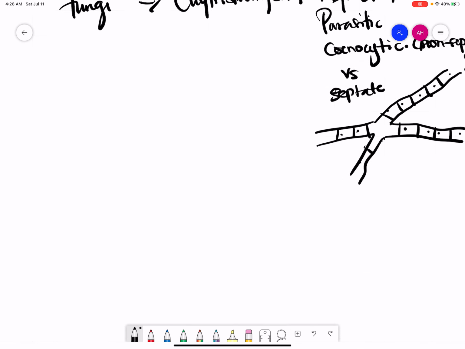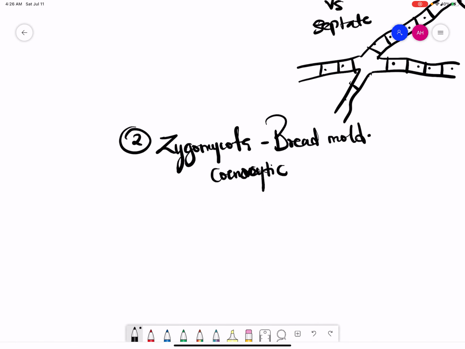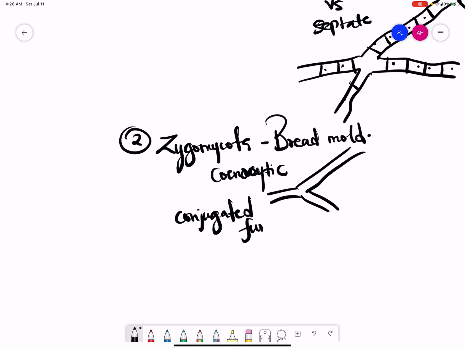Our number 2 group are the Zygomycota. We're very familiar with this group because it includes bread mold. They're also coenocytic, which means they look like this, like we stated earlier. Filamentous body with no sections. They're also called conjugated fungus. This is because they reproduce by conjugation. They're mostly saprobes and a few parasitic.